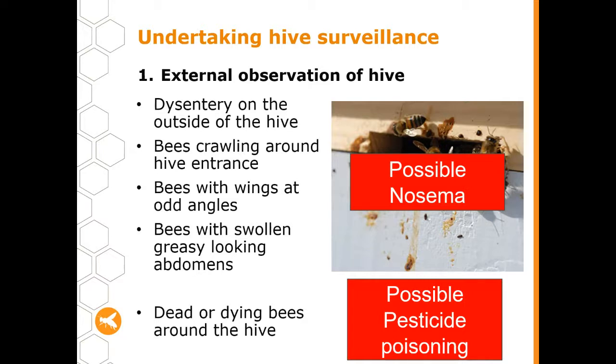So this is one of the diseases we'd like you to see if you can see any signs of. And also, if you've got any large numbers of dead or dying bees around the hive, of course, this might indicate possible pesticide poisoning. So also, that's another one that you can record in our additional text boxes.